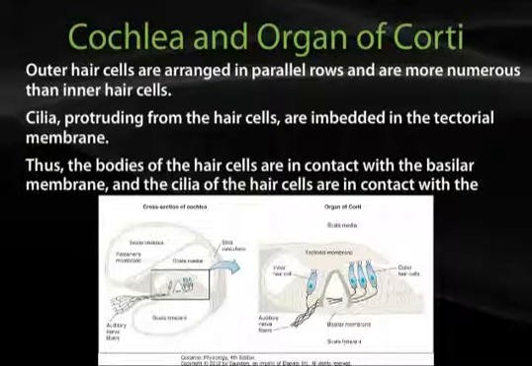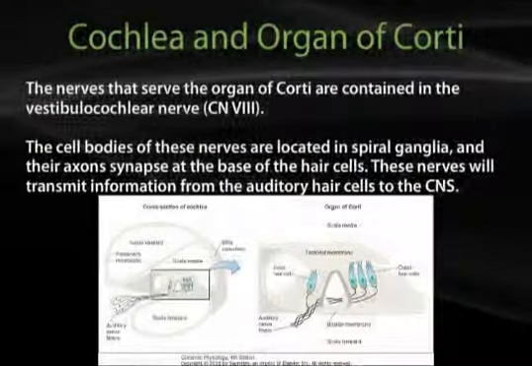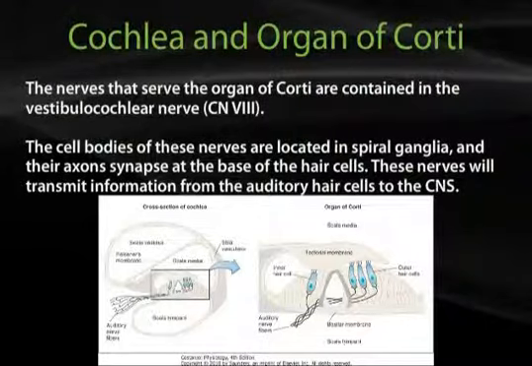Thus, the bodies of the hair cells are in contact with the basilar membrane, and the cilia of the hair cells are in contact with the tectorial membrane. Nerves that serve the organ of Corti are contained in the vestibulocochlear nerve, which is cranial nerve 8. The cell bodies of these nerves are located in the spiral ganglia and their axons synapse at the base of the hair cells. These nerves will transmit information from the auditory hair cells to the central nervous system.